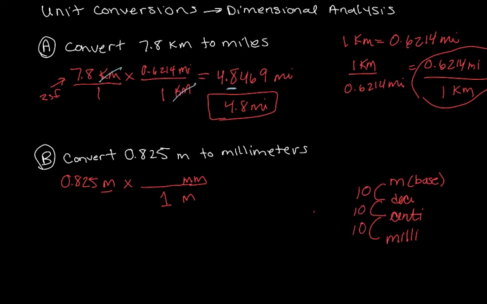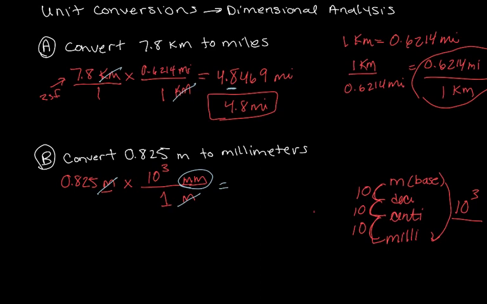So since we moved 1, 2, 3, that's 3 tens, we can also write that as 10 to the third. Because remember, 10 times 10 times 10 is the same as saying 10 to the third. So then we simply plug in 10 to the third. We don't have to worry about negative exponents because we've already assigned the bigger unit a 1. And then again, you see that the meters cancel out and we're left with our desired unit of millimeters.